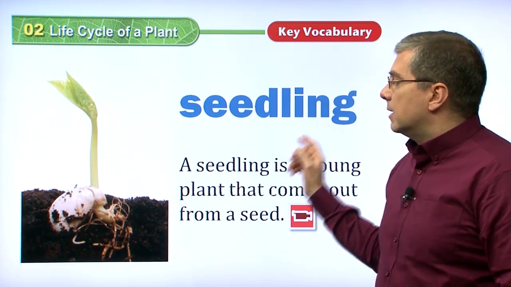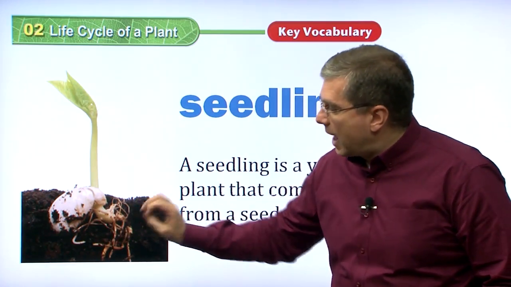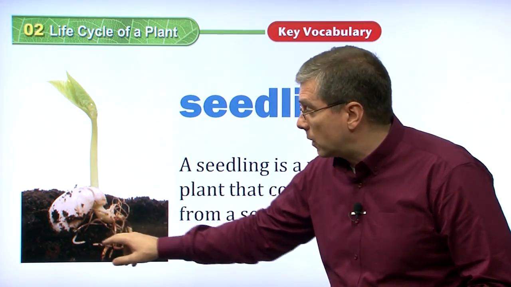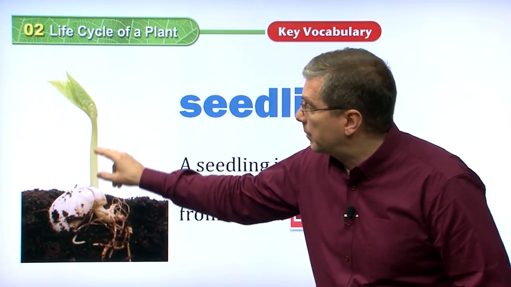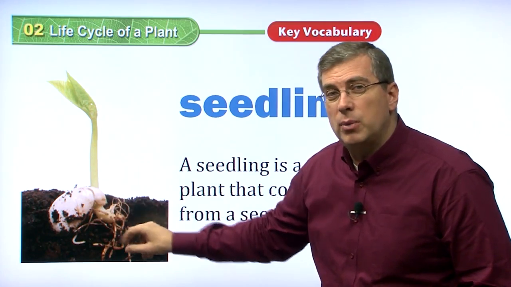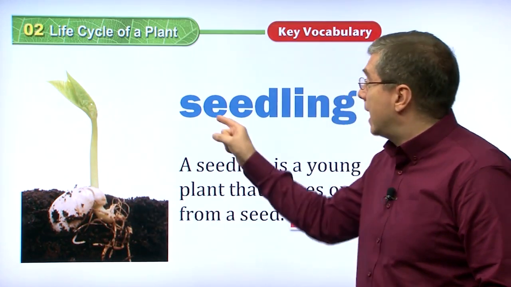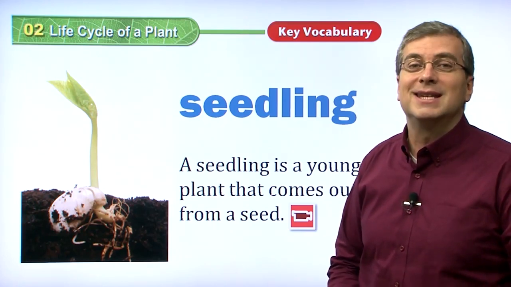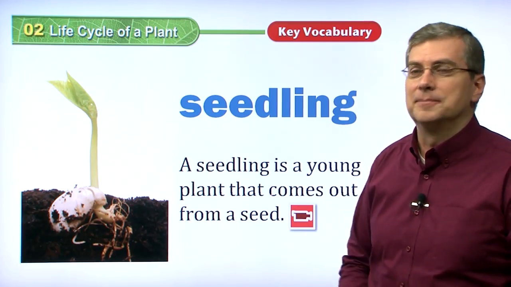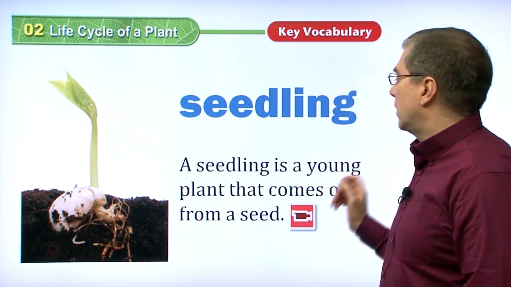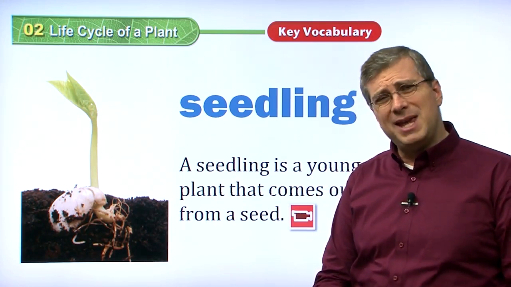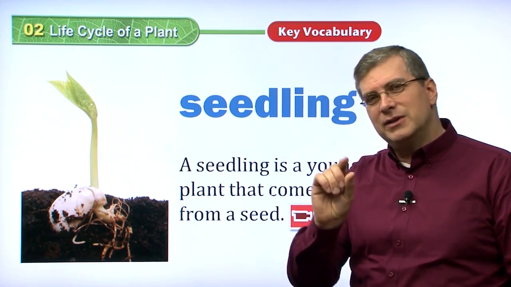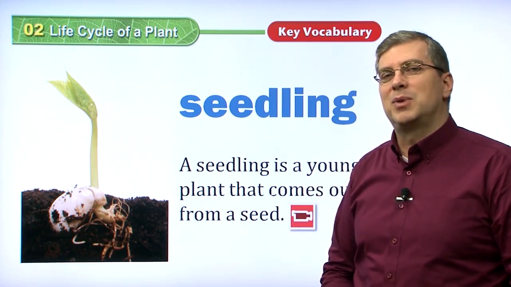A seedling: when we put the seed in the ground, after a while, if we give it good soil and some water, what happens? A very small plant starts to grow. That is called a seedling. You guys, practice. Seedling. Seedling. A seedling is a very young plant, like a baby plant, that comes out from a seed. It's a very small plant that comes out.